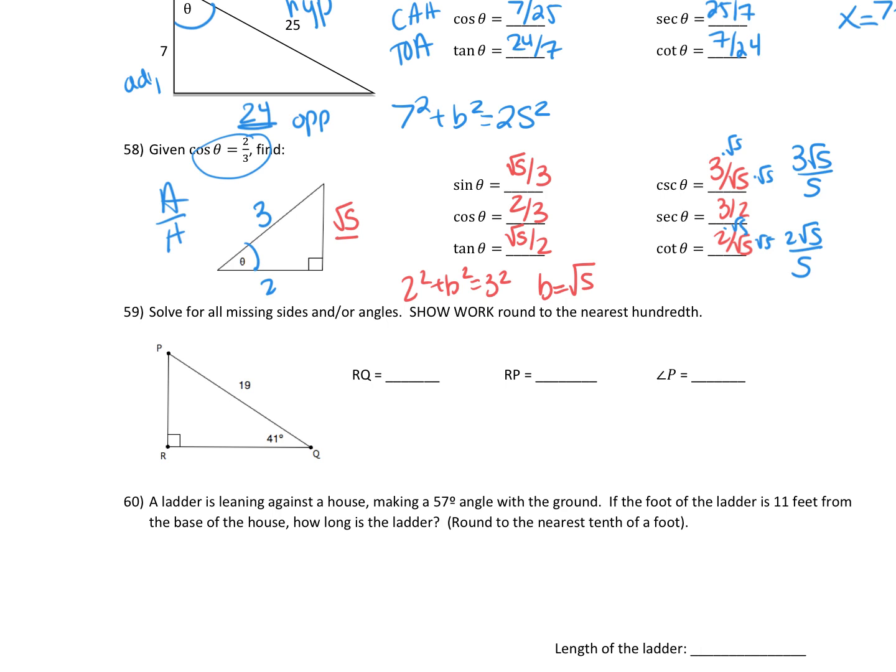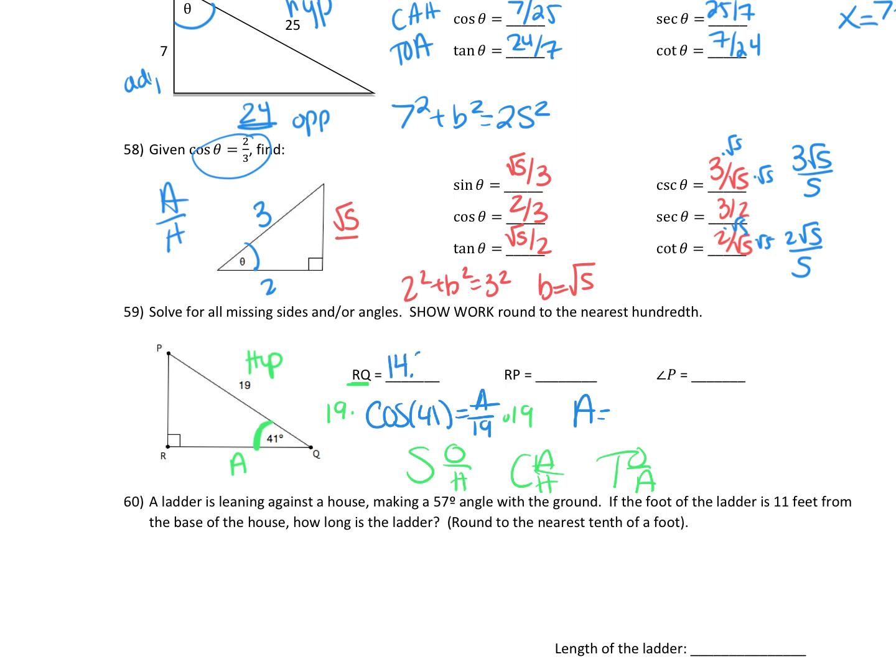All right, now we're also going to use SOHCAHTOA, but we are going to find some decimals here. So I know this angle, and I know my hypotenuse. They want me to find RQ first, so that'll be my adjacent side. So I'm using adjacent over hypotenuse, that's cosine of 41 equals adjacent over 19. So we're going to times by 19. And so my adjacent side is going to equal 14.3.